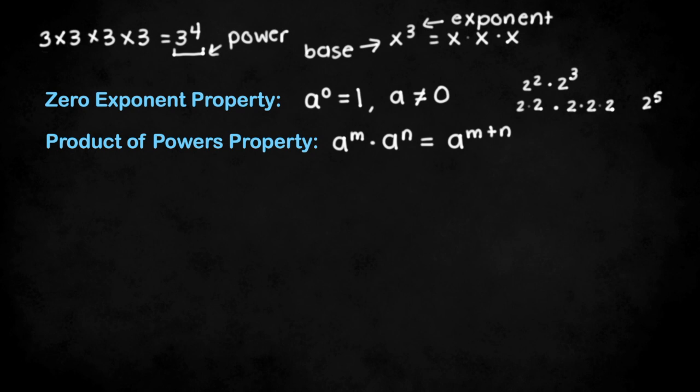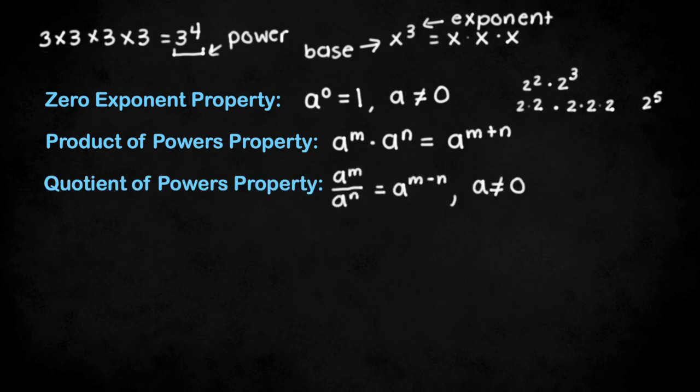Similar to the product of powers property, the quotient of powers property states that in order to divide powers of the same base, keep the base and subtract the exponents.